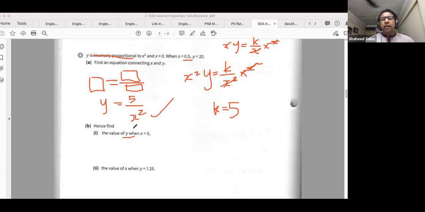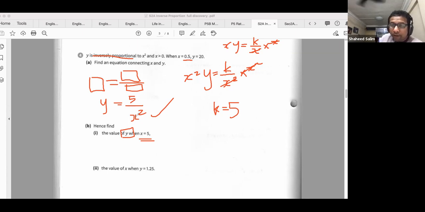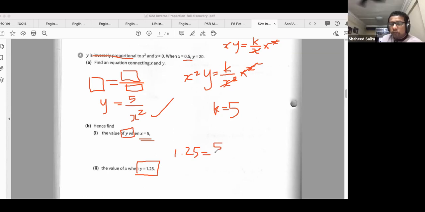Now you find out what's the value of y when x is 5. 0.2. Well done. Okay, so 5 over 25, correct? Well done. So now find x when y equals 1.25. 4. But that is, you're right, it's 4. But wait, that's x squared is 4. So what is x?